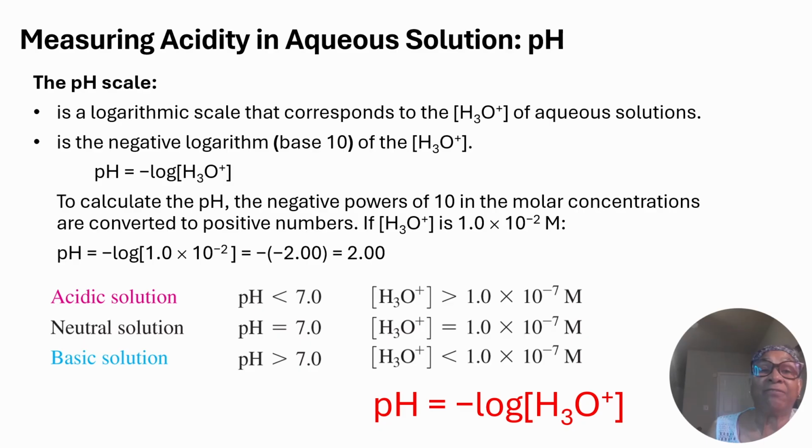The pH of a solution is used to indicate the acidity of a solution. The pH has values that usually range from 0 to 14. A pH is acidic when the values are less than 7. A pH is neutral when the pH is 7. And a pH is basic when the values are greater than 7.